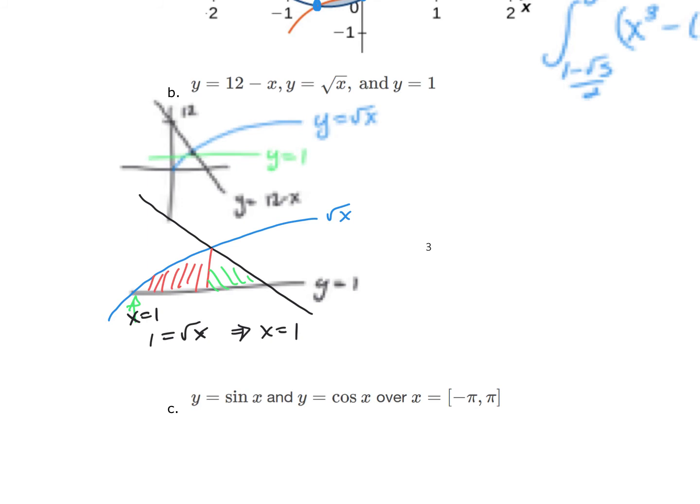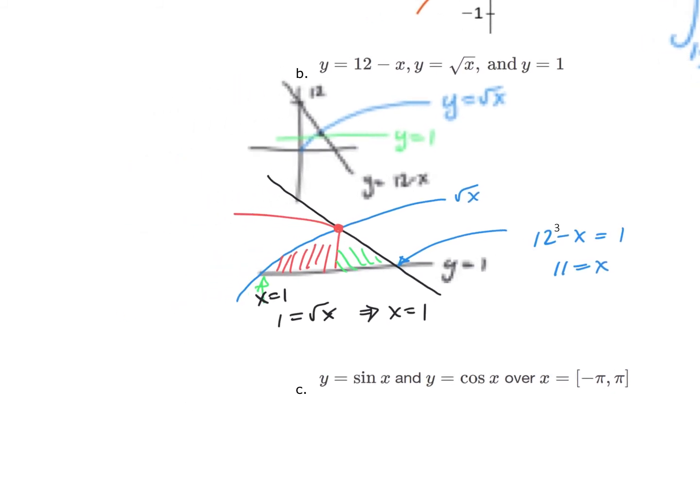I also can find this point fairly easy. This is just simply going to be 12 minus x is equal to 1. And so I'm going to get 11 is equal to x. So I have that one. This is my final x value that I'm going to need. So that is the place in which the square root of x is equal to 12 minus x.